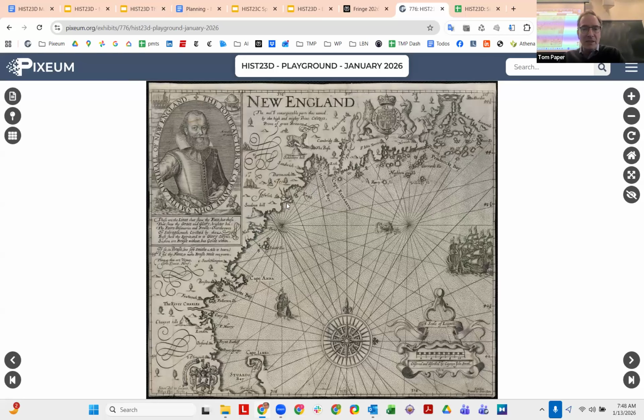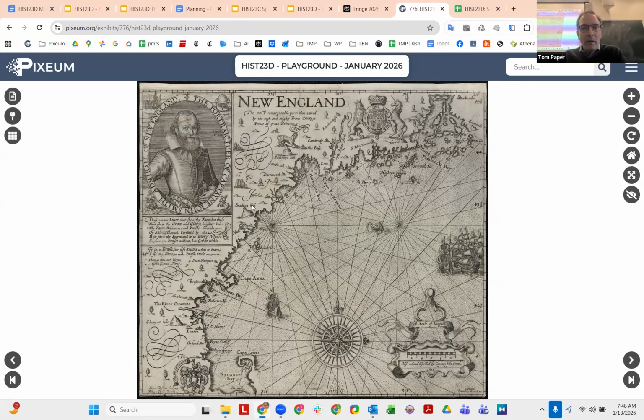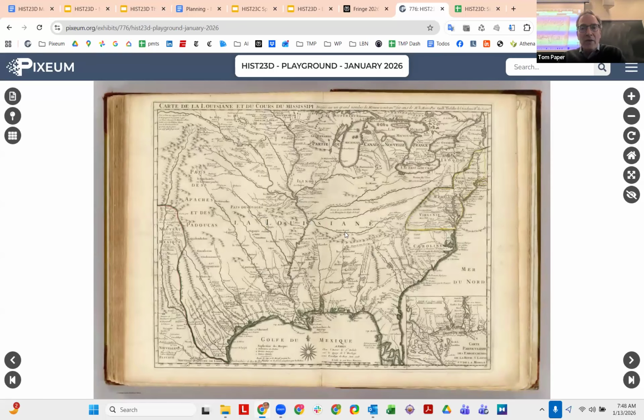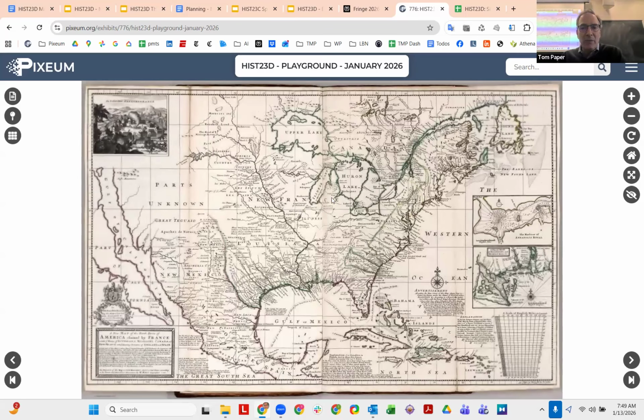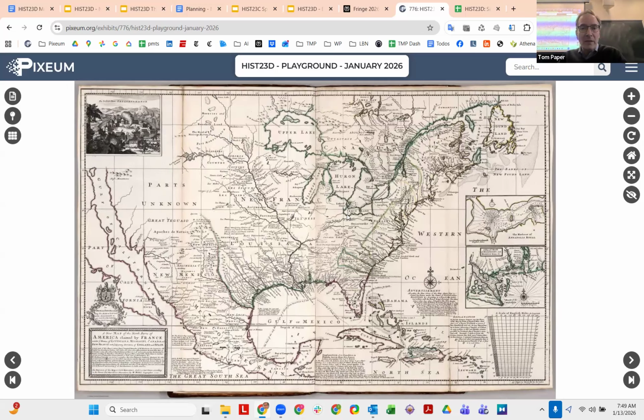John Smith, 1616, New England, a super famous map of New England. Okay, this is a map of North America made by Delisle in 1718. And this is a map made somewhat in response by Herman Moll in 1720. The British and the French, right? They don't get along at this time, right? So Susan's going to talk about this, the War of the Maps.